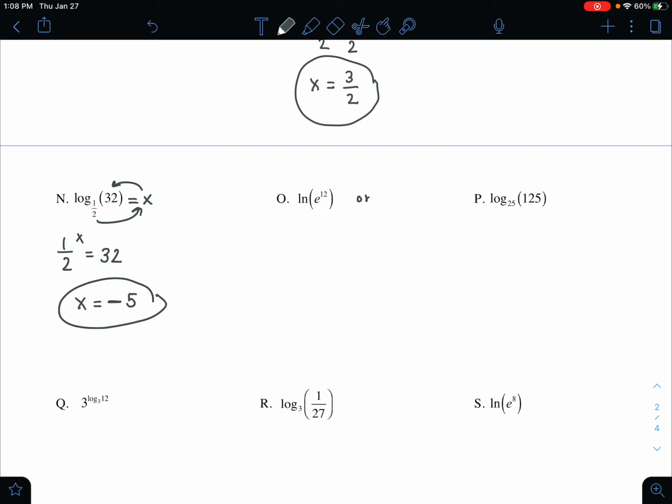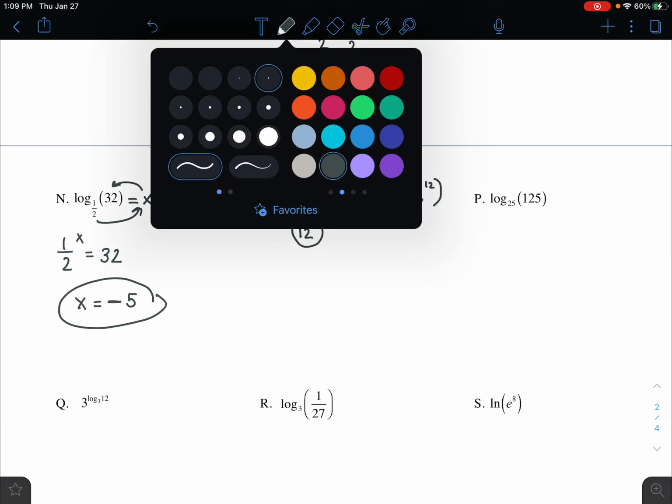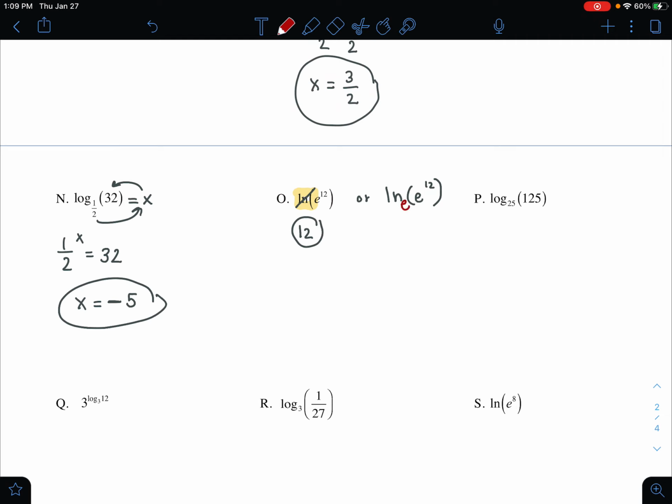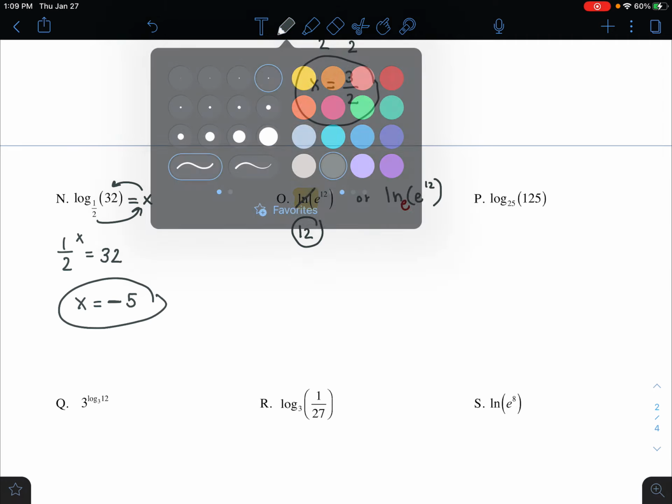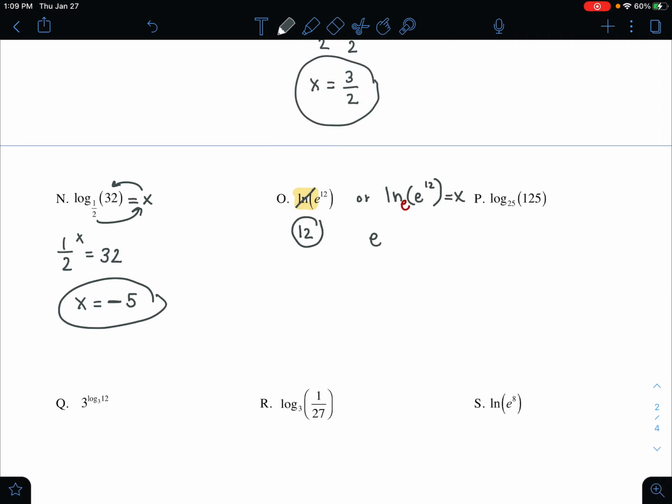For E, there's 2 ways to think about this. Our first one, we talked about how natural log of E is just 1, and I'm left with 12. Or you can say, I know that natural log has a base of E. So E to the X is equal to E to the 12th. Our exponents must match, therefore X equals 12.